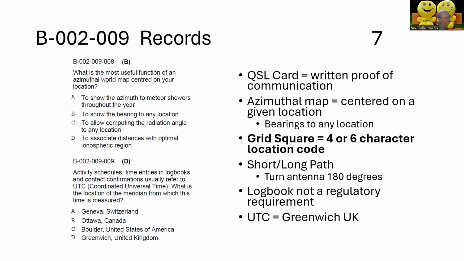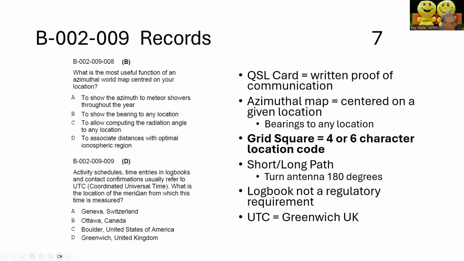Here's two more questions. What is the most useful function of an azimuth world map centered on your location? Since you're centered on your location, you can use it to show the bearing of any location, and that would be the direction you would point your antenna if you wanted to contact someone in that location.